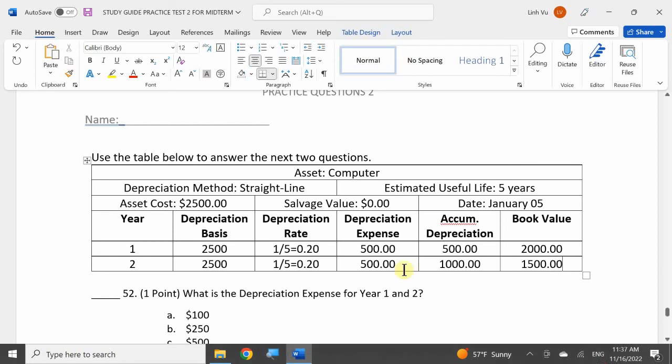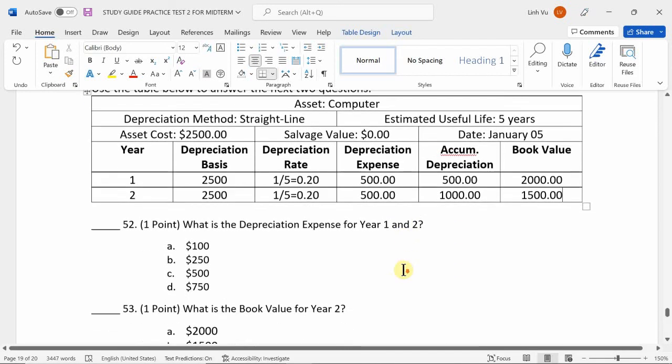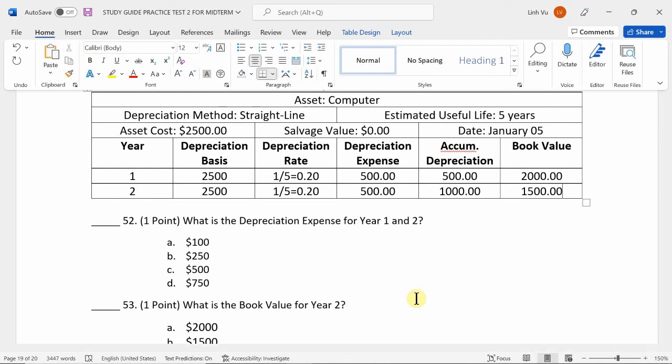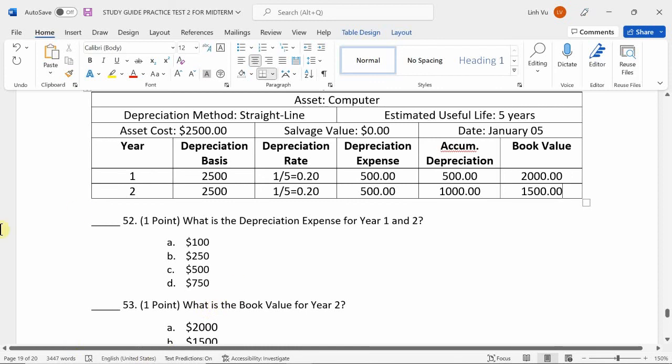Okay. So question 52 says, what is the depreciation expense for year 1 and year 2? My depreciation expense is $500.